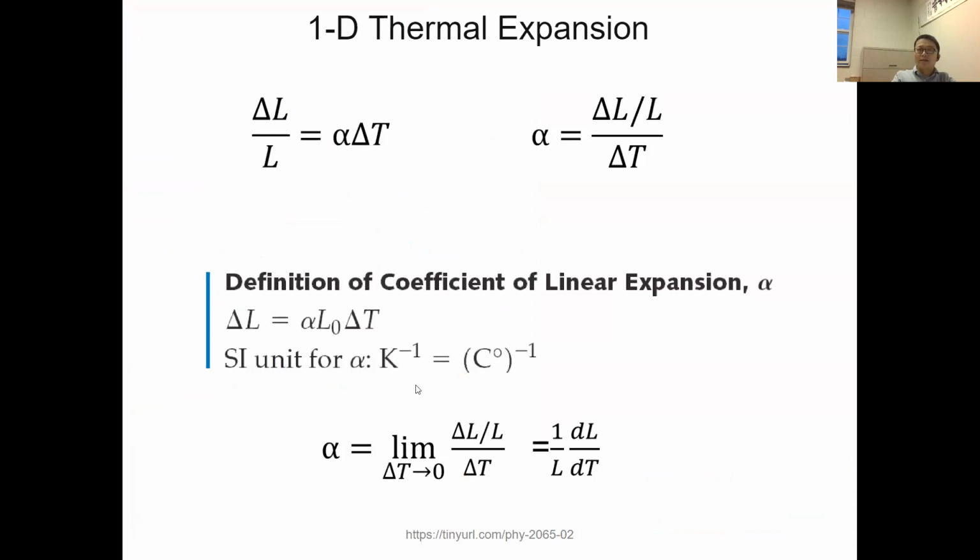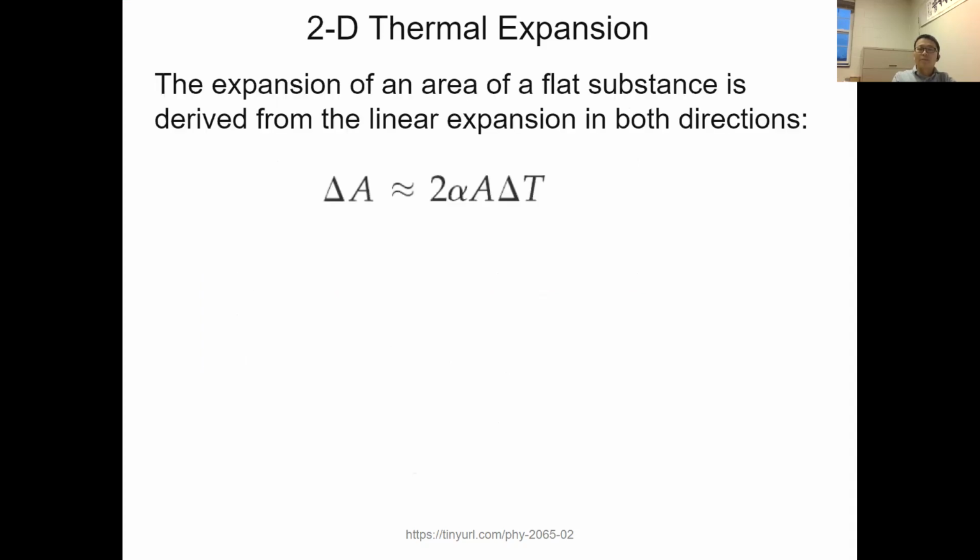The alpha here, called the coefficient of linear expansion, is defined as the change in the length over the original length, divided by the change in temperature. So that's how you get alpha. Alpha will have the dimension of inverse temperature. You can use either Kelvin inverse or Celsius inverse. That is just the SI unit, but you can also have Fahrenheit inverse as the unit of it.